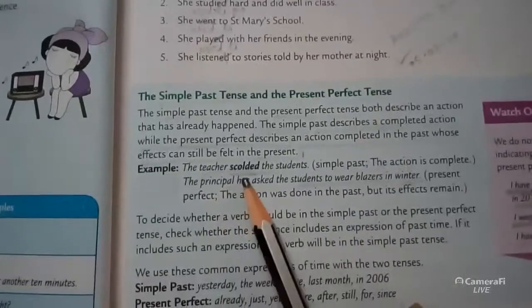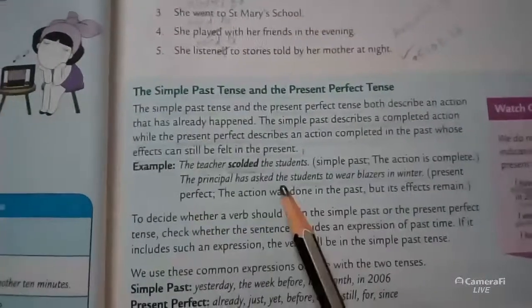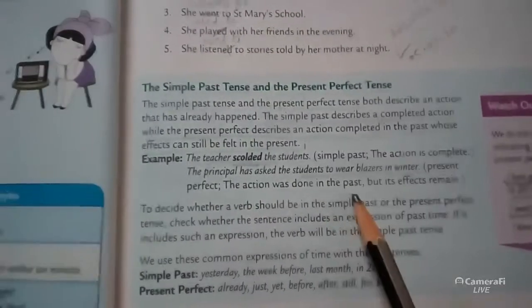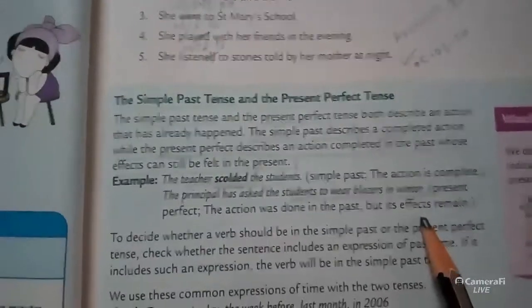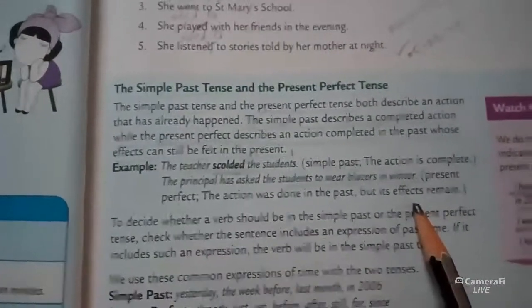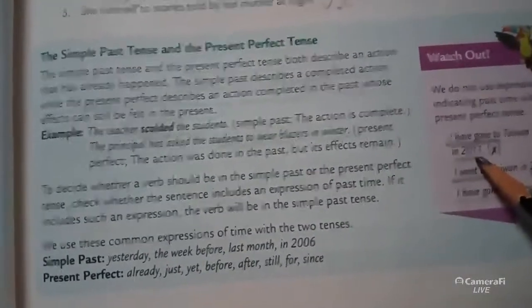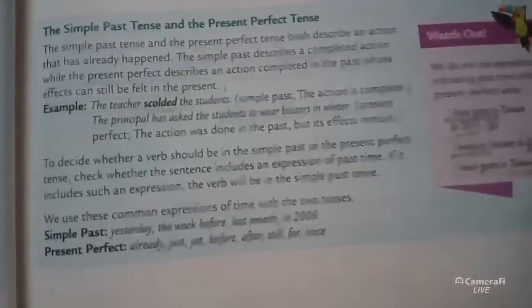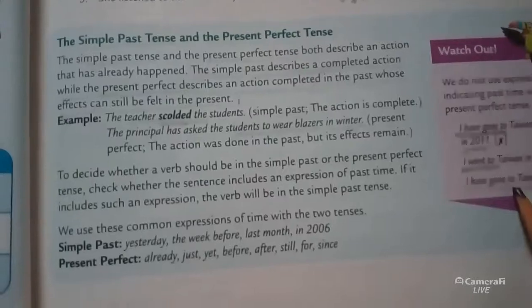That means the teacher scolded the students. That is simple past, action completed. But the principal has asked the students to wear blazers in winter. Present perfect, because the action was done in the past but its effect remains. That means every year the students have to wear blazers during the winter. Here the example: I have gone to Taiwan in 2011. That is wrong. I went to Taiwan in 2011. That means the action is completed. But I have gone to Taiwan is correct because I don't know when I have gone. Okay.